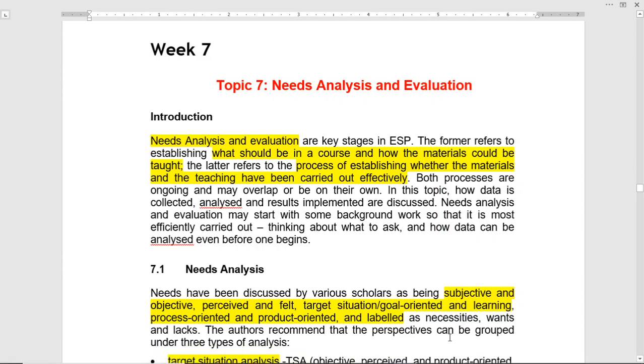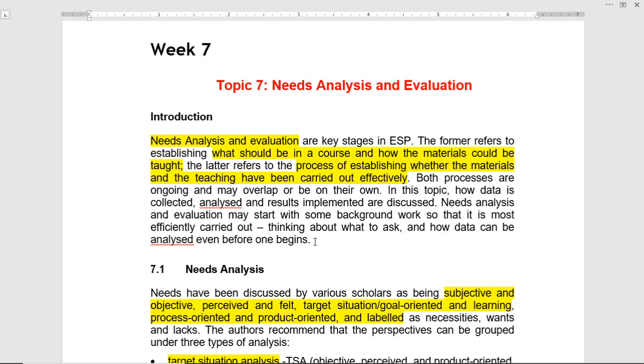And today's topic is topic 7, Needs Analysis and Evaluation. Very important, and also this will help you with your assignment. So, English for news editors, and what are their needs, and what is evaluation. So these are two concepts in English for specific purposes. So let us go through these notes and get some ideas for our assignment.